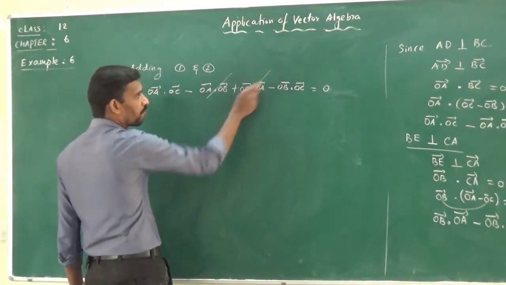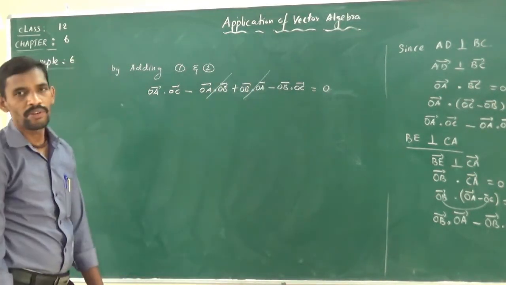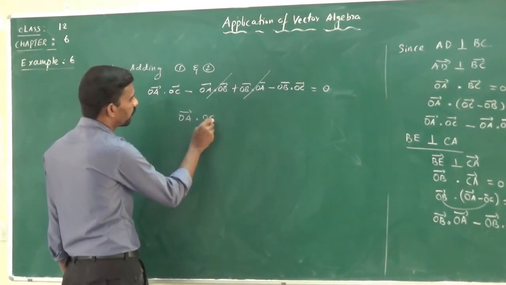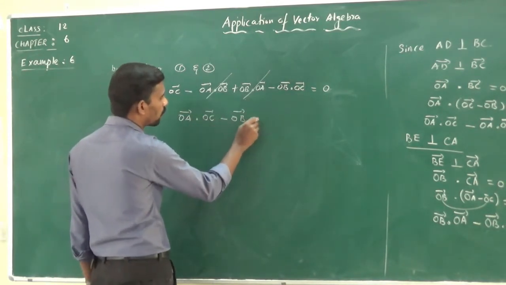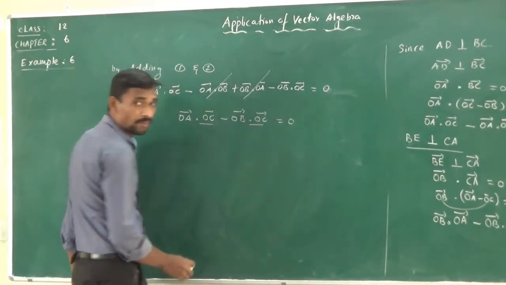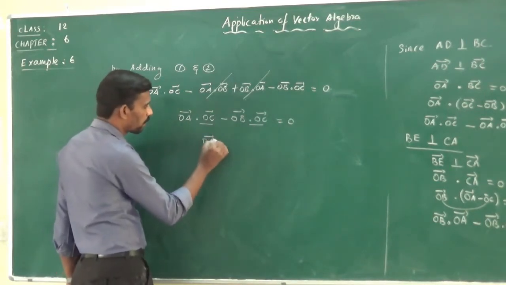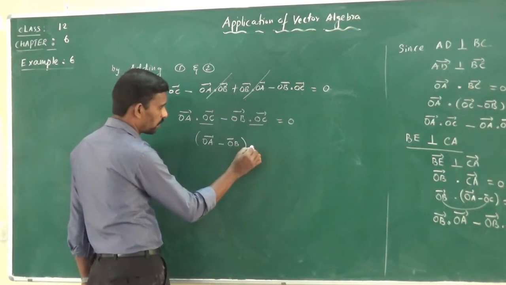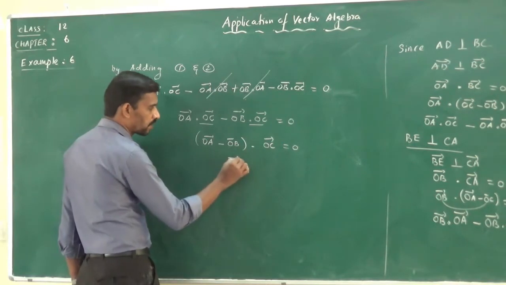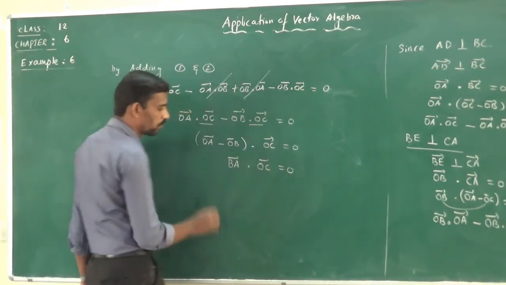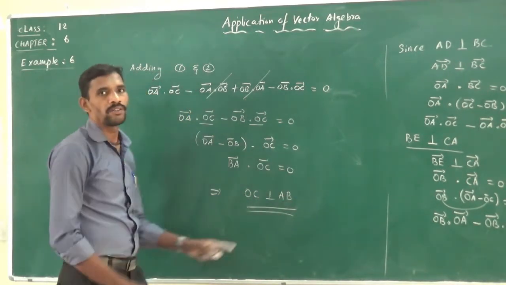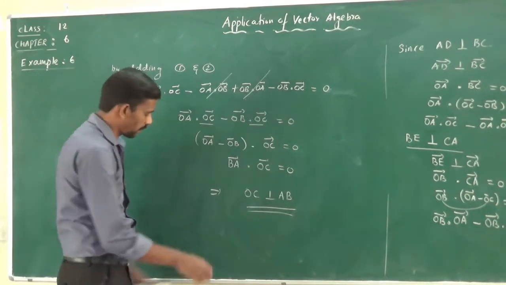Now this OA vector dot OB vector plus OB vector dot OA vector will be cancelled. Then take this one: OA vector dot OC vector minus OB vector dot OC vector which is equal to 0. Now here, dot OC is common to both terms. So (OA vector minus OB vector) dot OC vector is equal to 0. OB minus OA is nothing but BA vector. So BA vector dot OC vector is equal to 0. It seems that OC is perpendicular to AB. So this is what is required. Hence the altitudes of the triangle are concurrent.